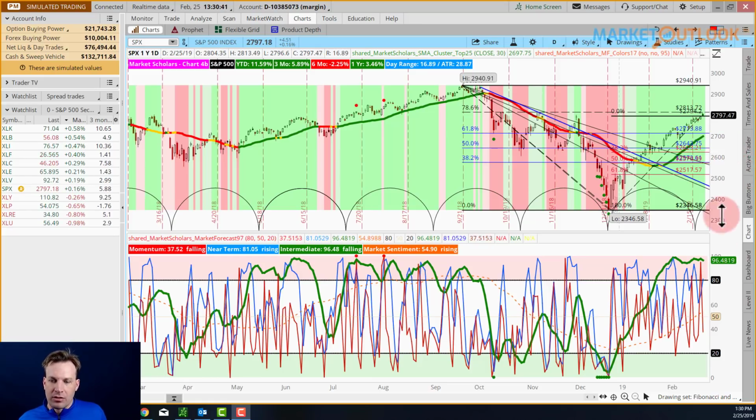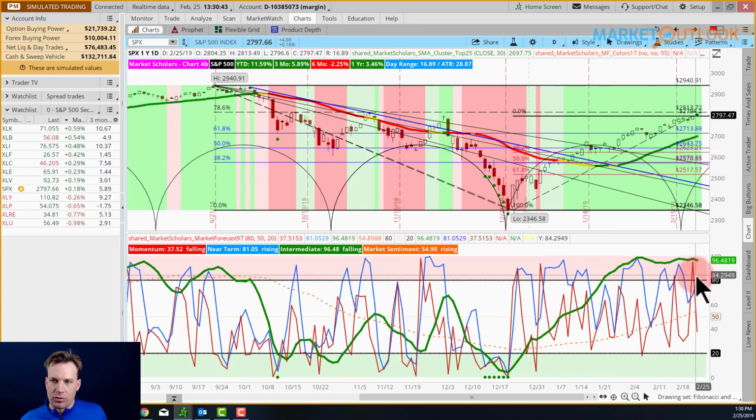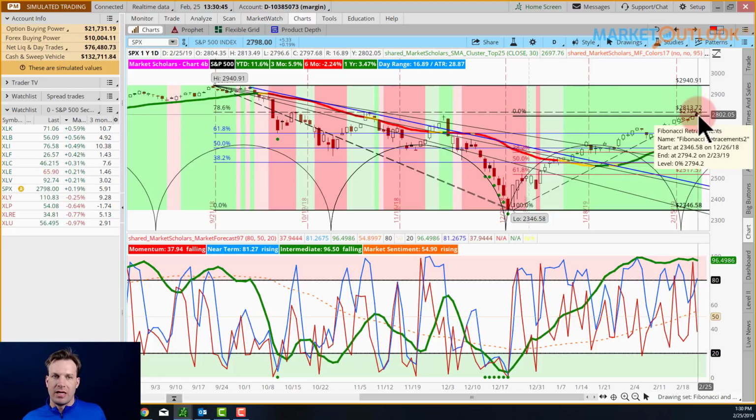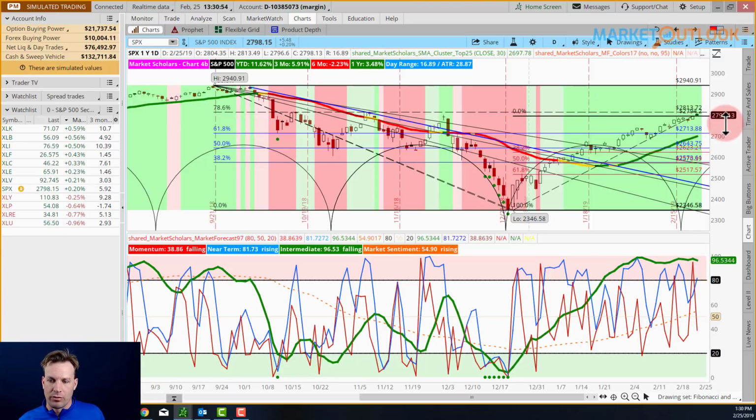All right, well, let's start off taking a look at the S&P 500 first with the market forecast. You can see we started the day, the futures got above 2,800 almost immediately, and we got up to 2,813.5 today at the high before pulling back.